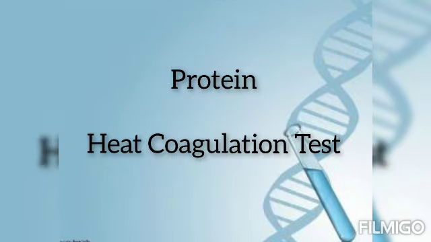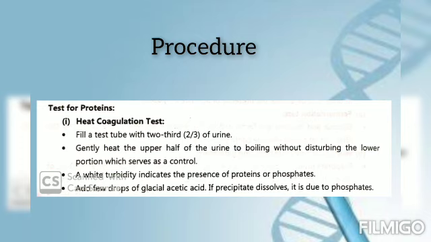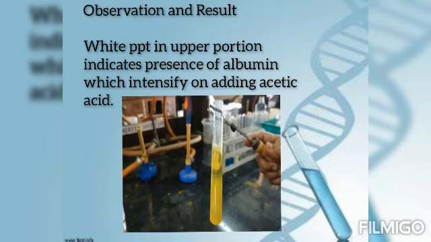Then the third one is protein. The test for protein detection is the heat coagulation test. Procedure: fill a test tube 2/3 with urine, gently heat the upper half of the urine to boiling without disturbing the lower portion, which serves as a control. A white turbidity indicates the presence of protein or phosphate. Add a few drops of glacial acetic acid. Observation and result: white precipitate in the upper portion indicates the presence of albumin, which intensifies on adding acetic acid.